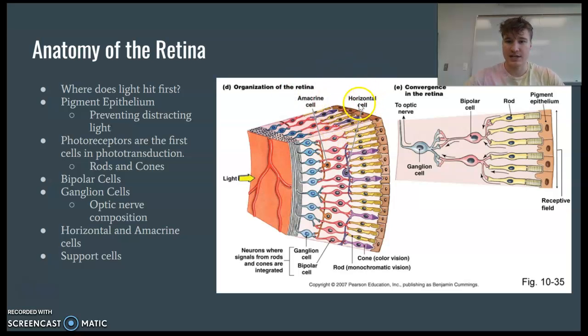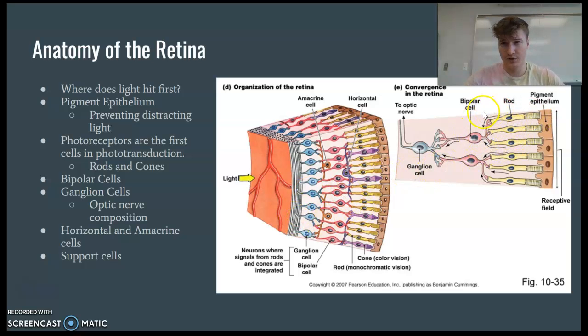There are also two other different kinds of cells. We see horizontal cells and amacrine cells. Horizontal cells modulate the synapses between the photoreceptors and the bipolar cells, while the amacrine cells modulate the synapses between the bipolar cells and the ganglion cells. And then, since this is neural tissue, we also have support cells like glial cells and astrocytes present, although they're not seen within this diagram.